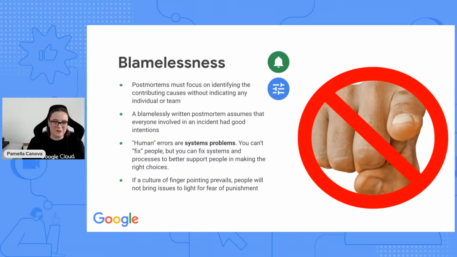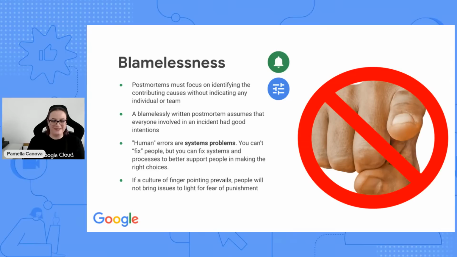So this is what I was talking about before. Then we have the culture of blamelessness in SRE. We have to focus on identifying the causes of a problem and indicating how to fix it, but we'll never say that someone was responsible for it. We as a team or as a company are responsible for it, and not one single person is responsible for causing an incident. It's all about the culture and the process.